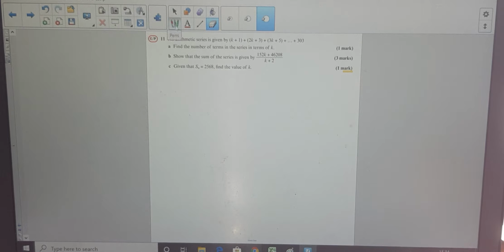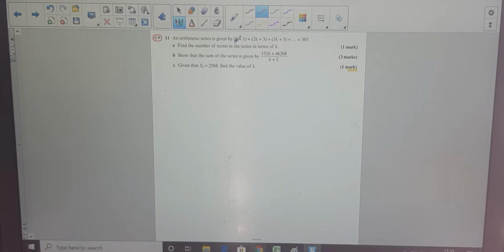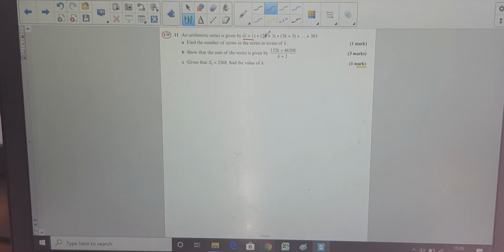Okay, hello everyone. So now I'm going to go through question 11 from exercise 3B, Arithmetic Sequences. An arithmetic sequence is given by k plus 1, that's the first term. This is the second term, third term, and that's the final term. So they're kind enough to give us the first and the last term. Find the number of terms in the series in terms of k.